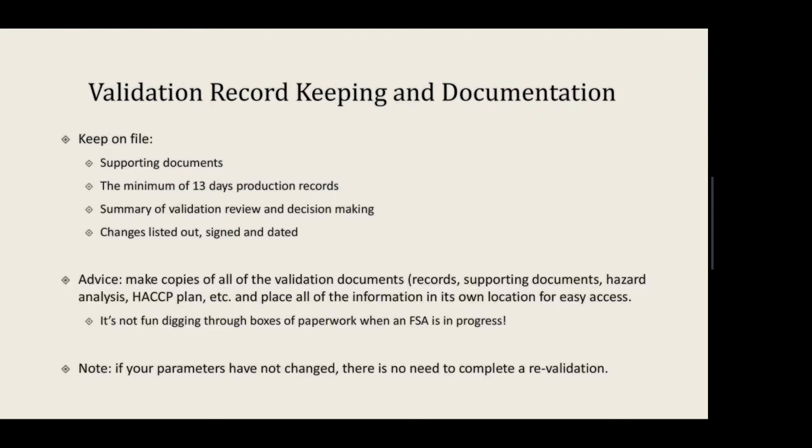Additionally, for record keeping, we want to make sure to keep on file your supporting documents, the minimum of 13 days of production records, a summary of your decision-making document for validation review, and any changes that have been made listed out, signed, and dated. It's also recommended to make copies and keep all of your validation information together for easy access. So one important thing to note with this Appendix A and B update is if the parameters that you've been using as support do not change, there is no need to go through the whole validation process again.